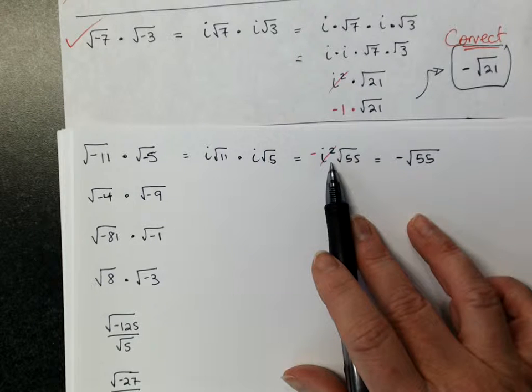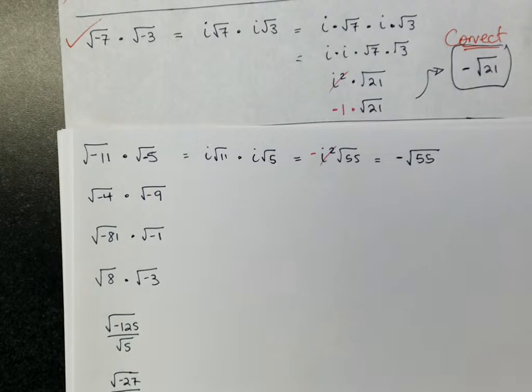Now, if it's not touching anything else, if it's just a plain old I squared, that doesn't mean it just cancels out and you leave nothing. You do have to put a 1, a negative 1, if there's nothing else there. Okay? It doesn't just poof disappear.